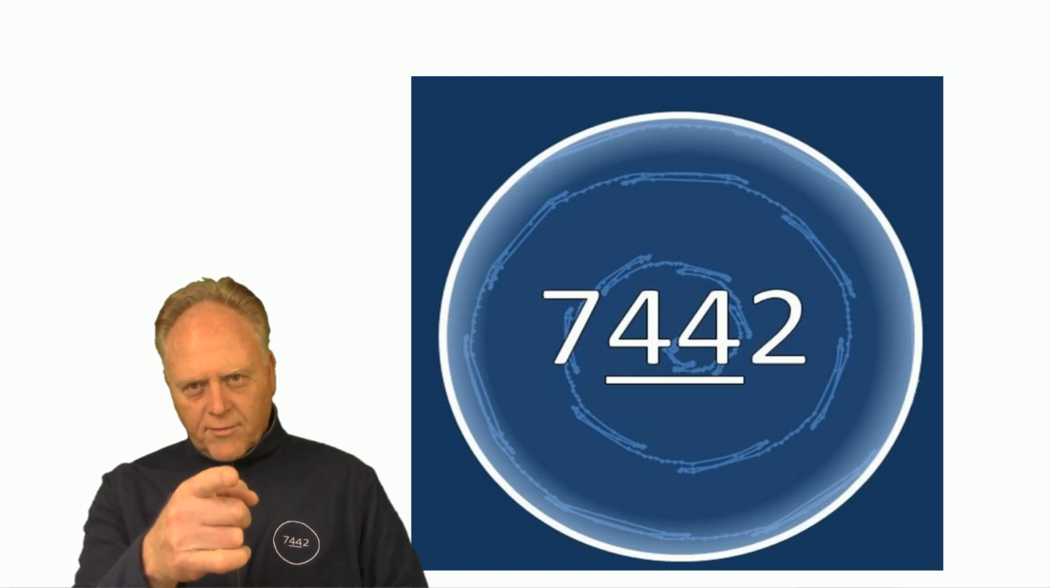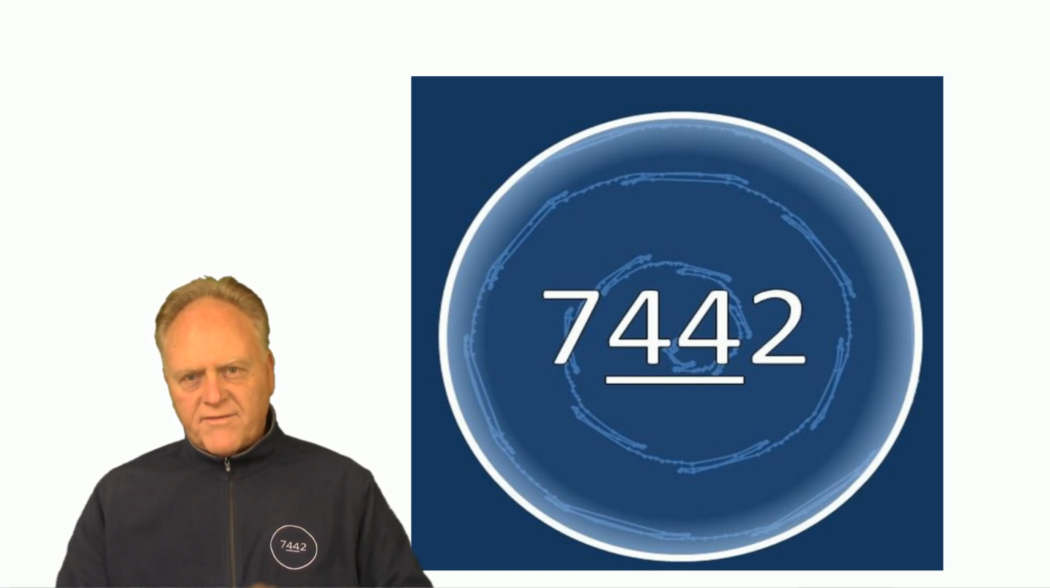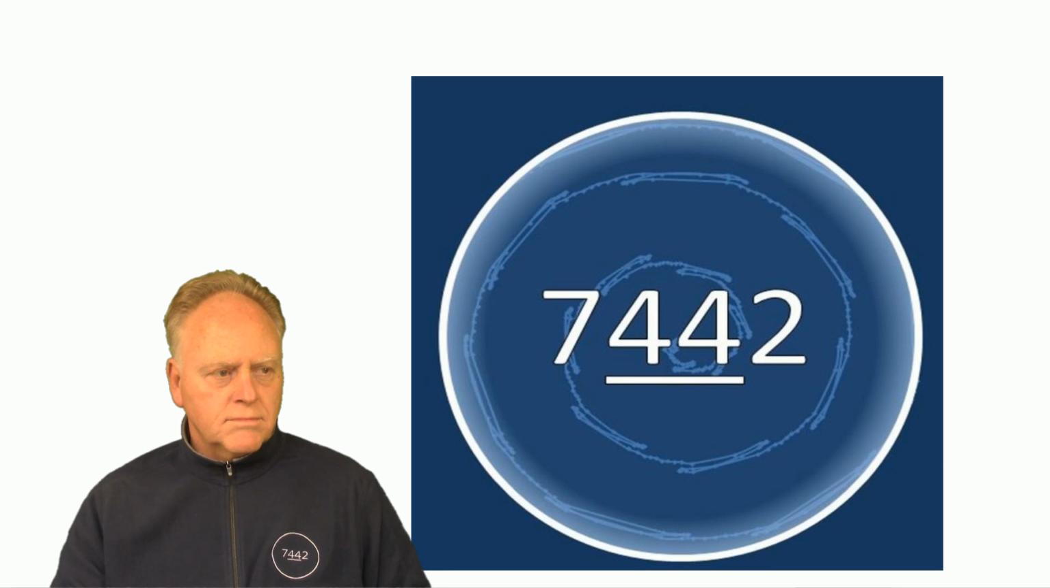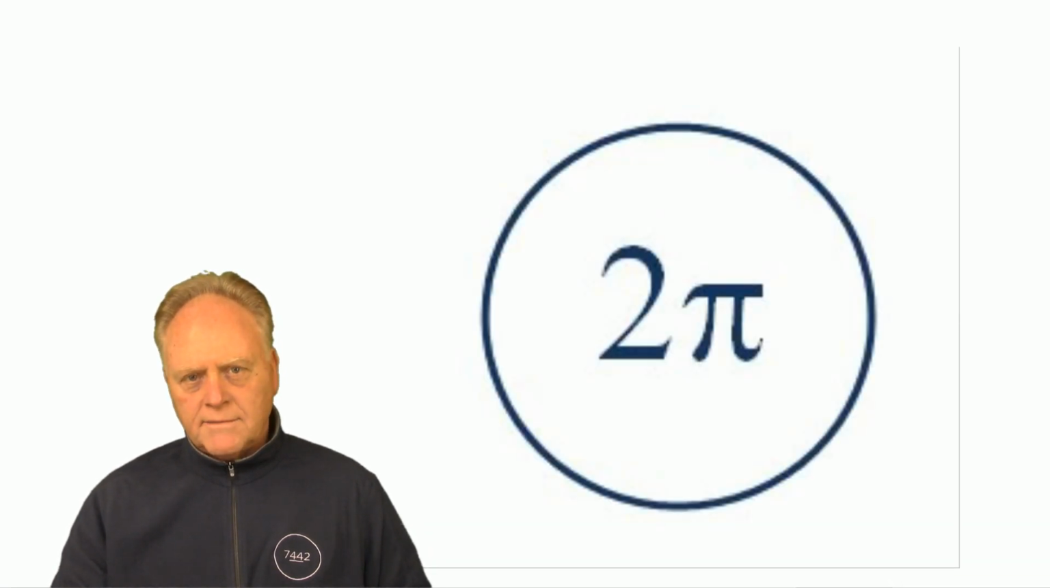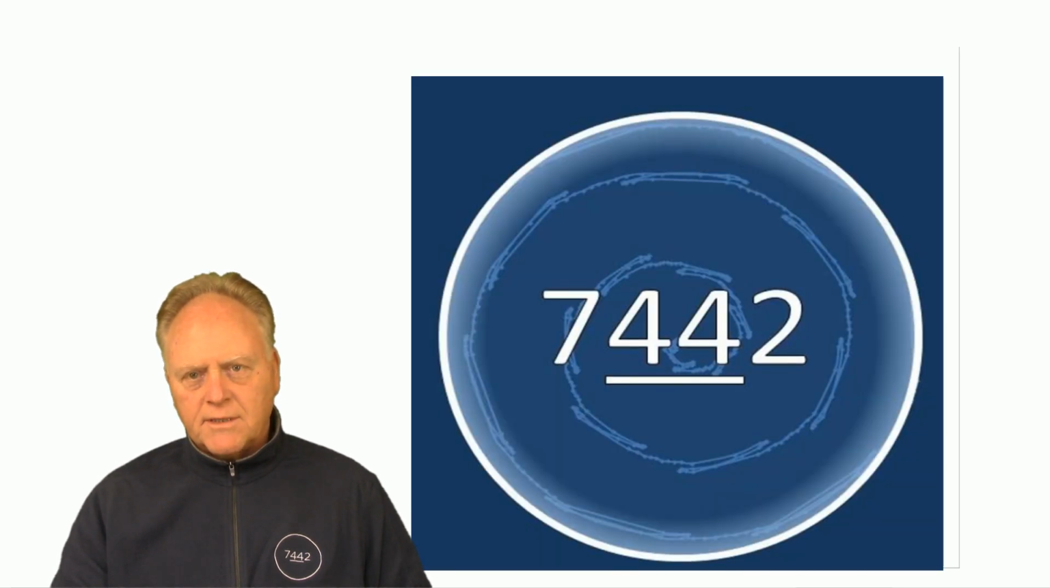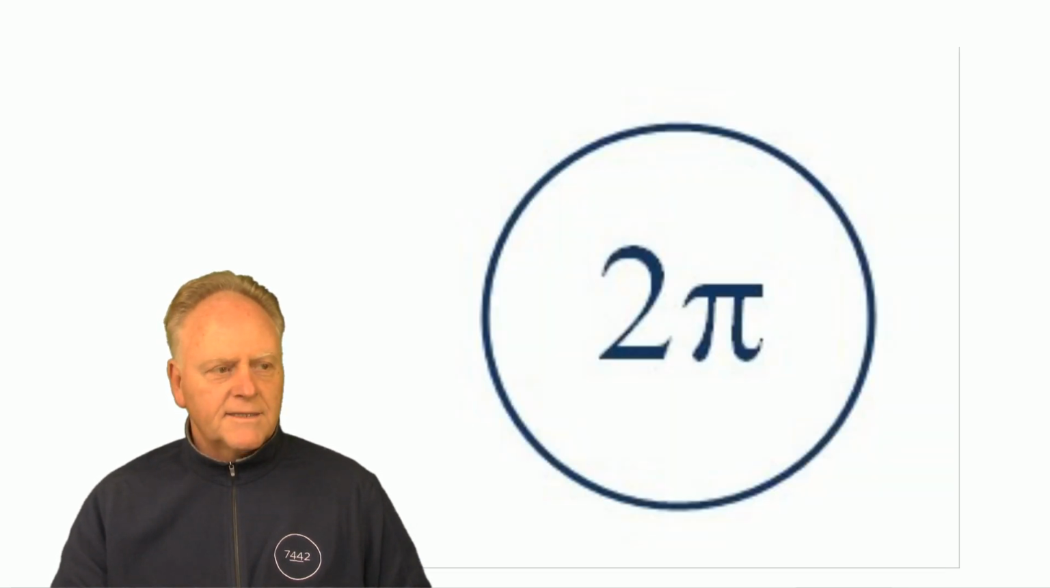So number one, you should know I am the logo. It's 7442. 44 divided by 7, as you know, equals 2 pi. Get out your calculator. The logo is the spiral. And 7442 is my home address, whatever that's worth. So let's move a little bit forward on this.